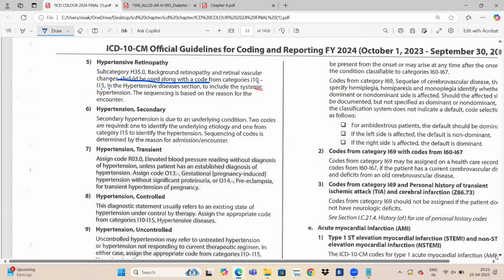I60 series after that combination code. Correct. Cerebrovascular type of cerebrovascular disease. What type of cerebrovascular disease? Then hypertension, I10 to I15 series. Whatever code you will get, two codes you will get. Hypertensive retinopathy 2 codes, cerebrovascular disease 2 codes, secondary hypertension 2 codes.